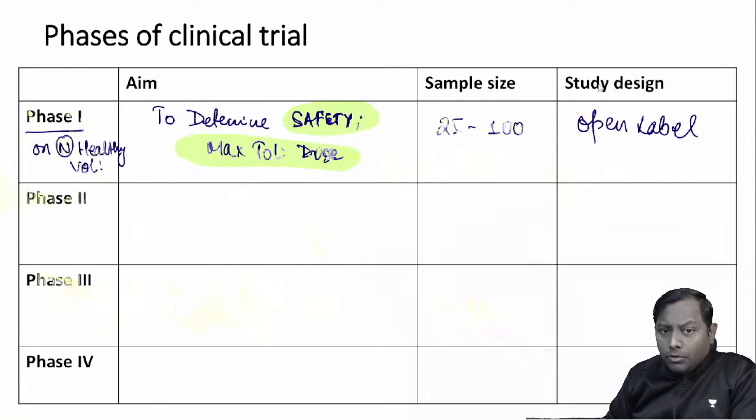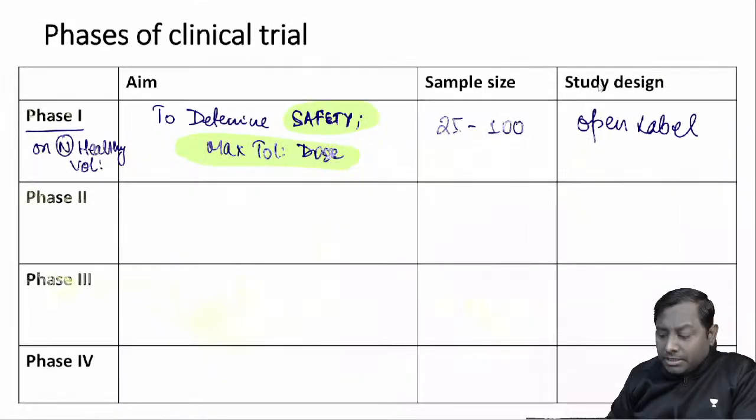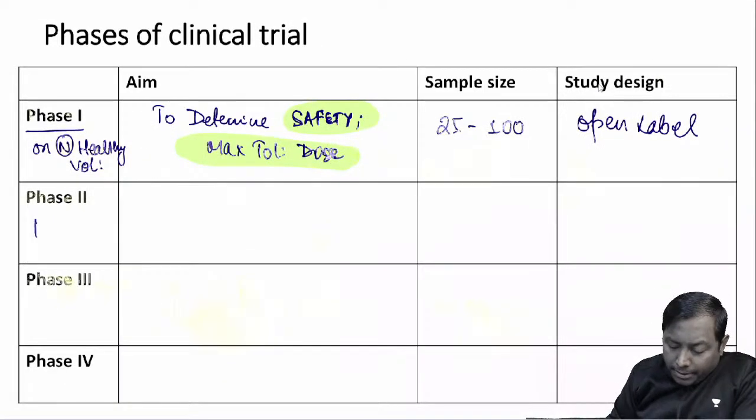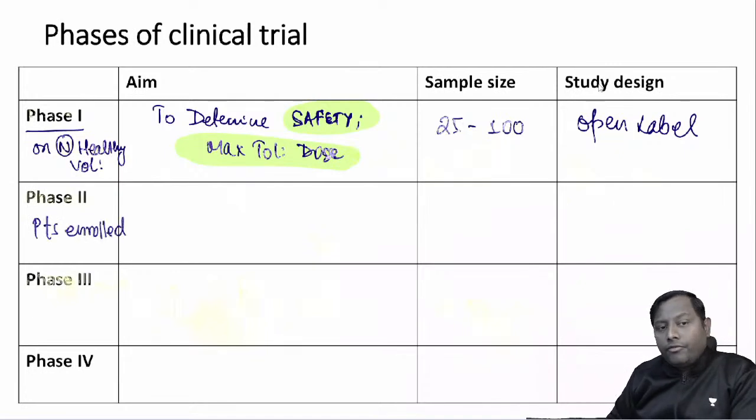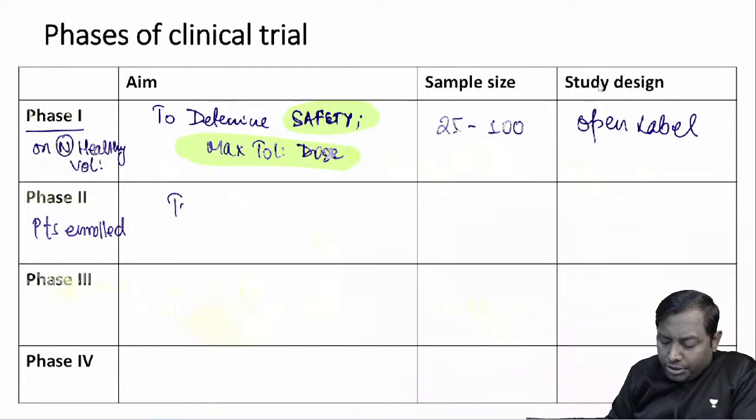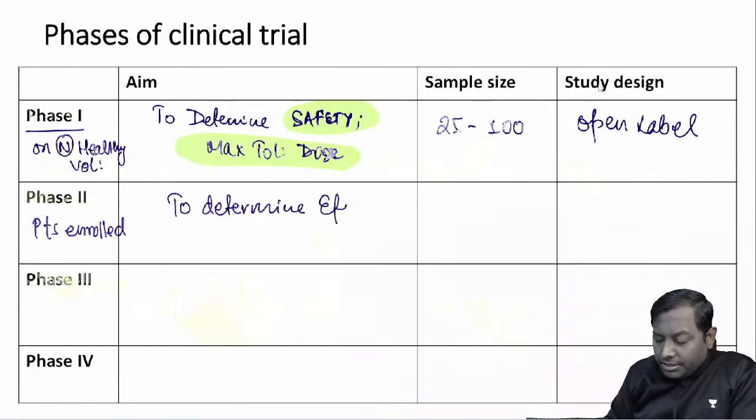Now maximum tolerable dose, 25 to 100 will be the sample size, and it's going to be an open label. Phase 2: patients are enrolled for the first time in which phase of clinical trial? That is going to be phase 2, and the aim of this phase 2 will be to determine the efficacy.